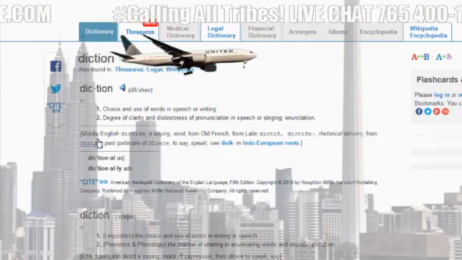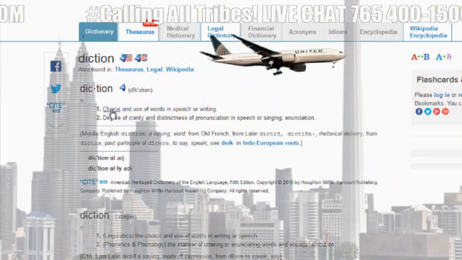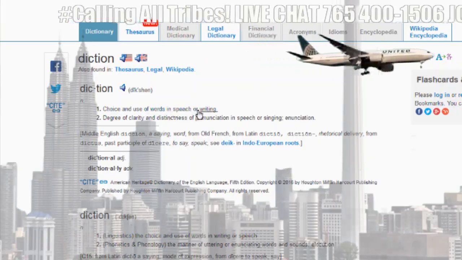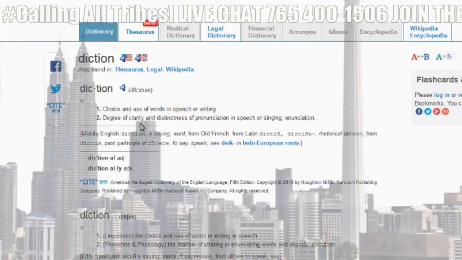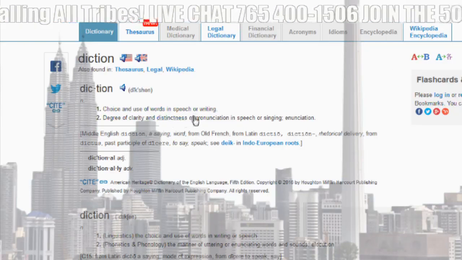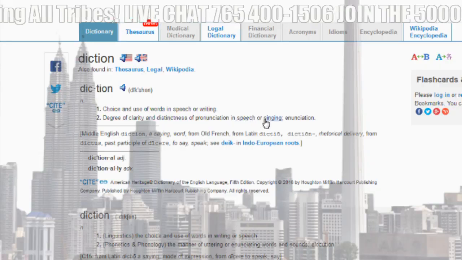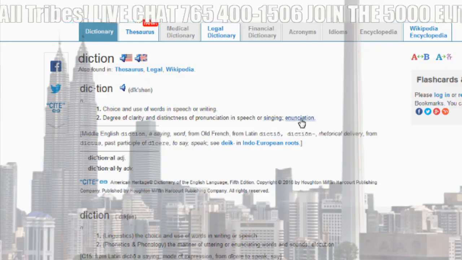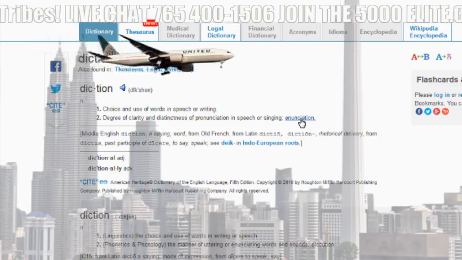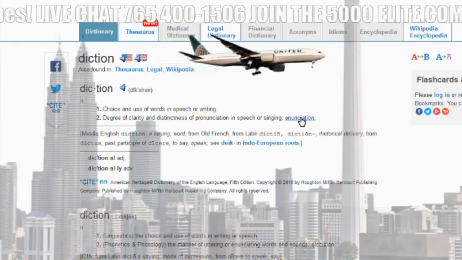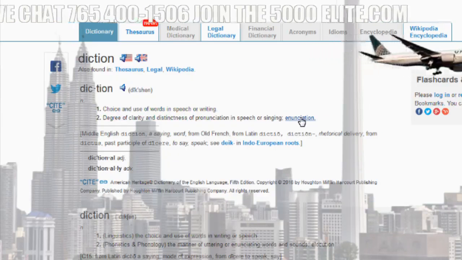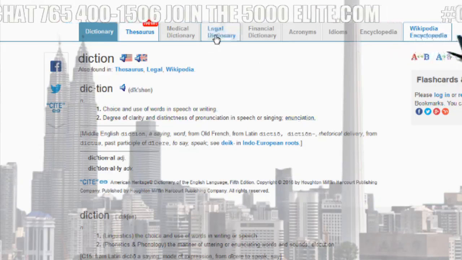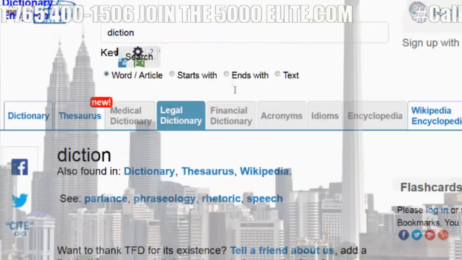Diction. We shall use: choice and use of words in speech or writing. Degree of clarity and distinctness of pronunciation in speech or singing. Enunciation. Diction. Now that's getting into some sciences of the language and the type of language, hence the juris part. Now you put them together, you got jurisdiction.